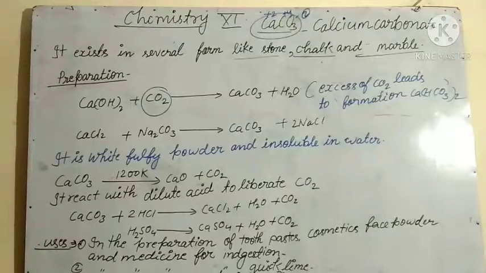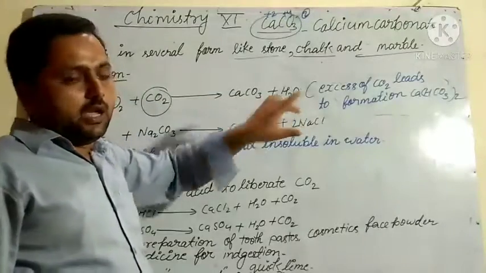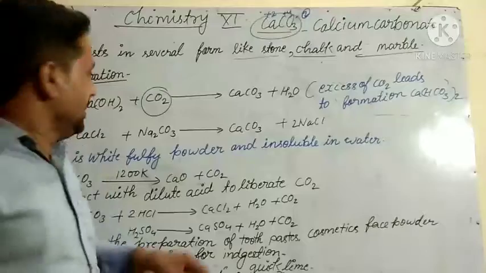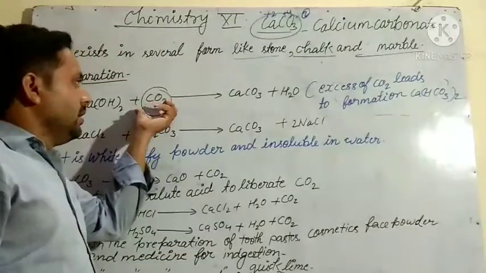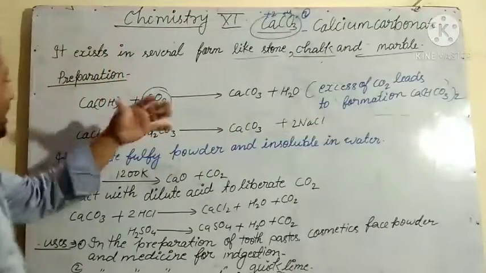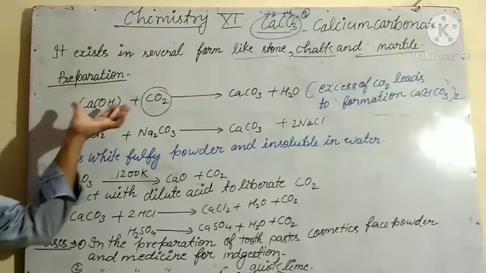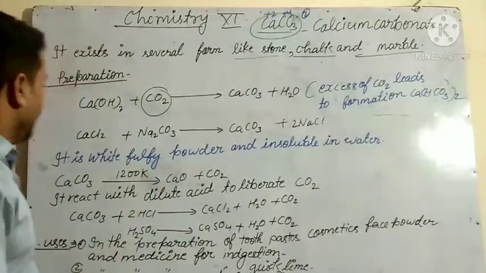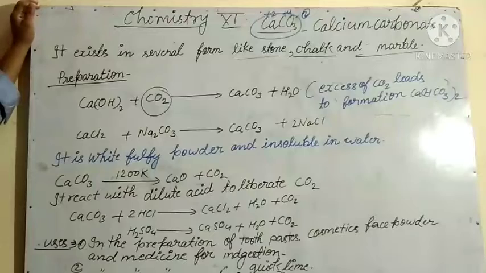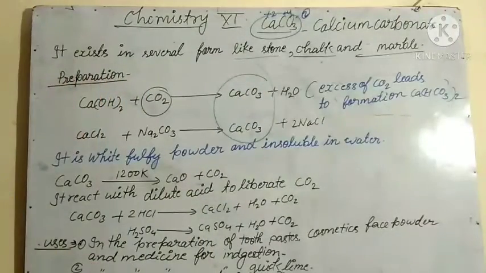First is the reaction of calcium hydroxide with CO2, which gives calcium carbonate and H2O. In this case, we have to remember one point: excess passing of CO2 may lead to the formation of calcium hydrogen carbonate, so we should supply a limited amount of CO2. Next, when calcium chloride reacts with sodium carbonate, it gives calcium carbonate and 2NaCl. So here we are preparing calcium carbonate.